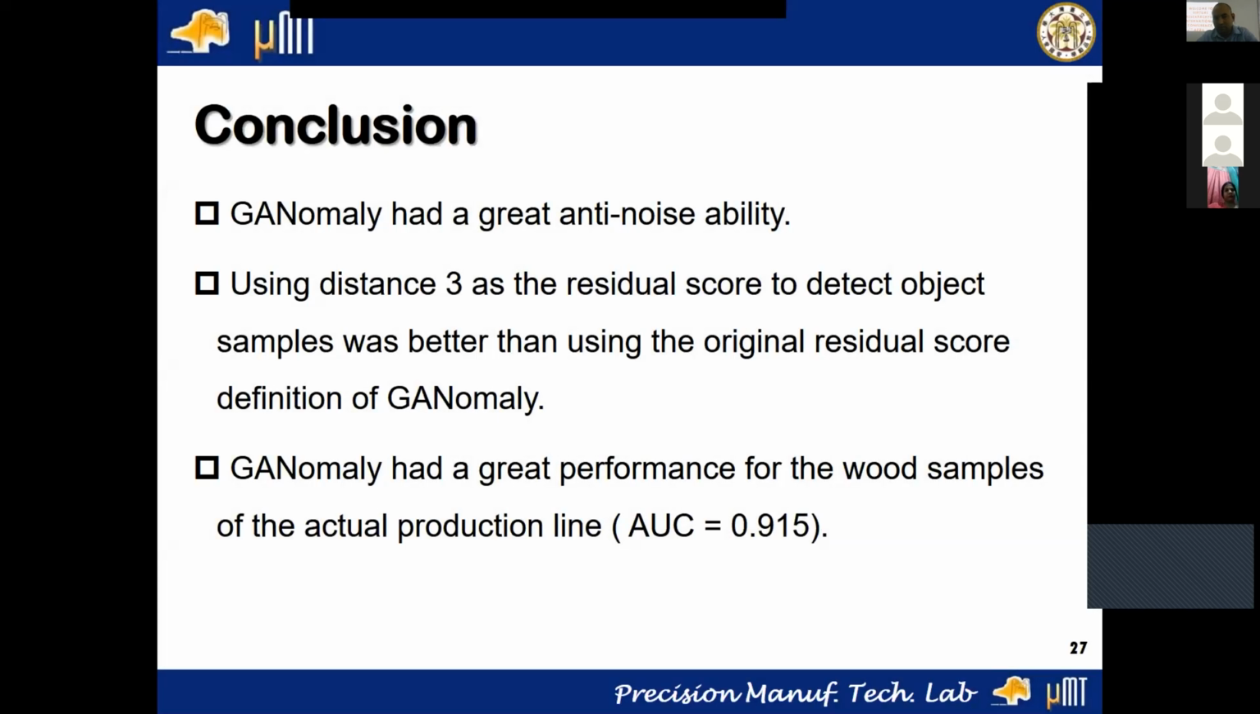There are 3 important conclusions of this paper. First, GAN-Anomaly has a great anti-noise ability. Second, using distance 3 as a residual score to detect object samples was better than using the original residual score definition of GAN-Anomaly. Third, GAN-Anomaly has a great performance for the wood sample of the actual production line.